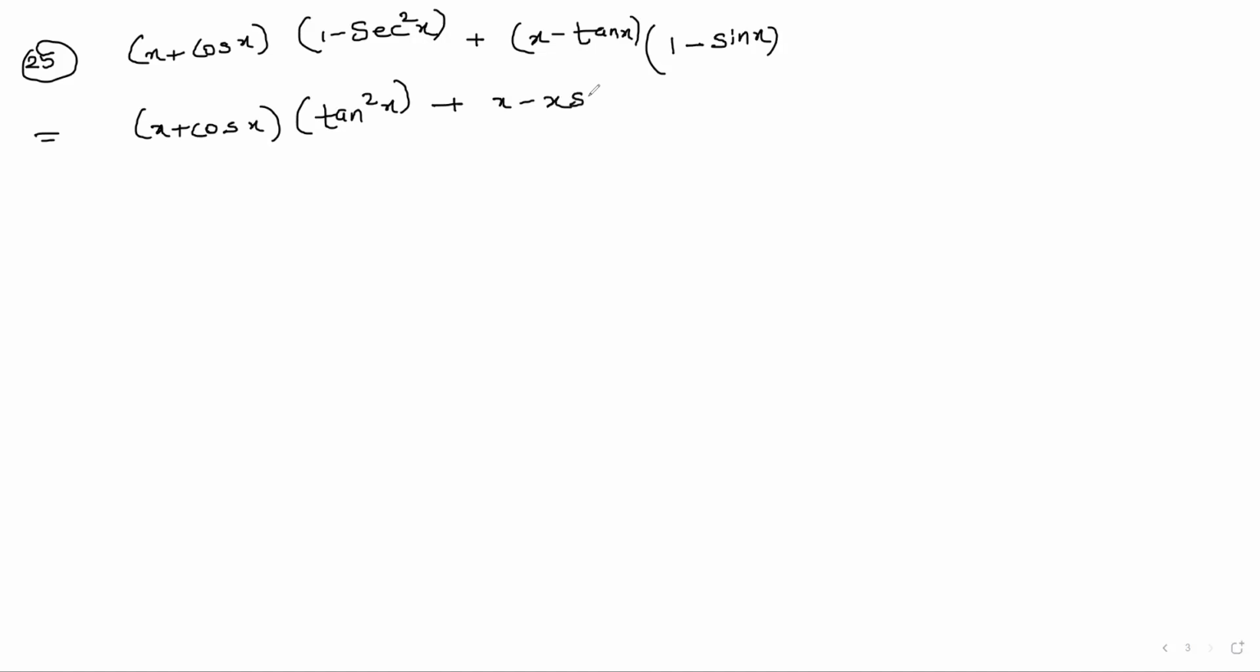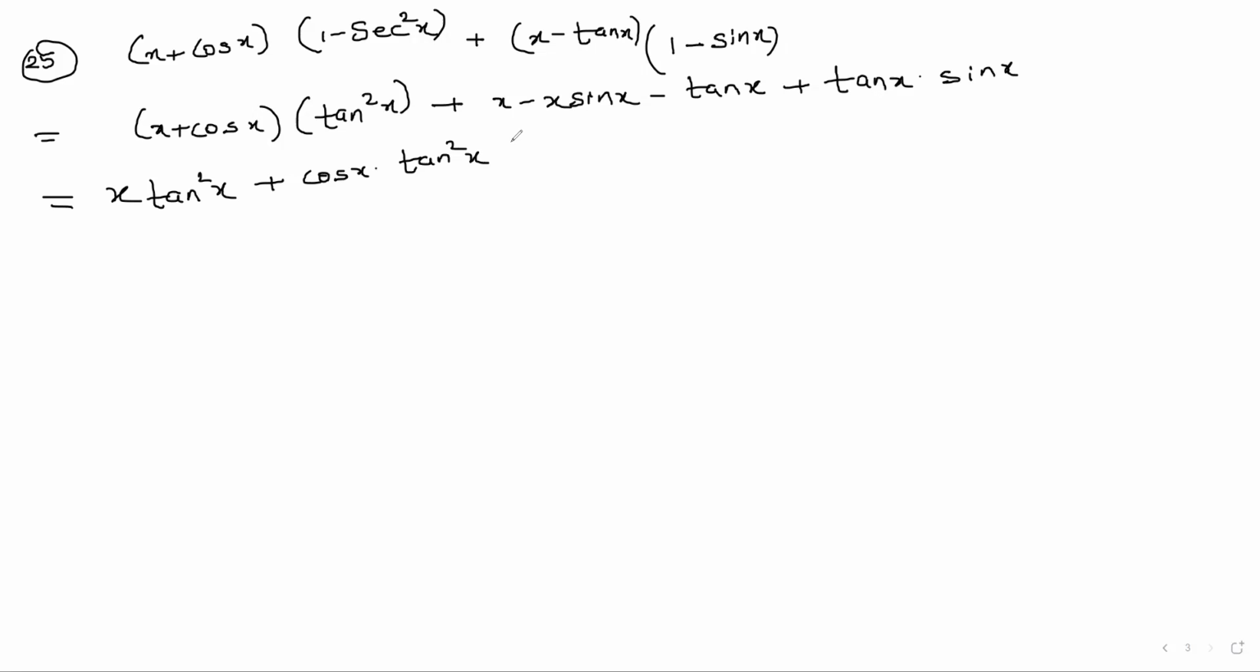Then first open the bracket. X minus x sin x minus tan x plus tan x into sin x. Then x into tan square x, cos x into tan square x. Okay, then nothing can be solved further. So we leave it like this: plus x minus x sin x minus tan x plus tan x into sin x.